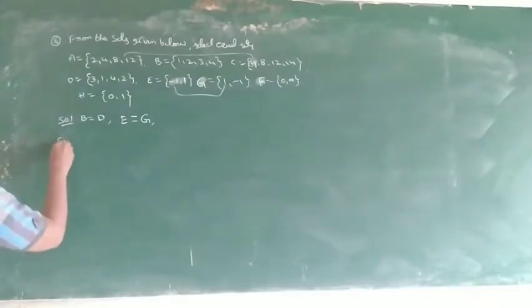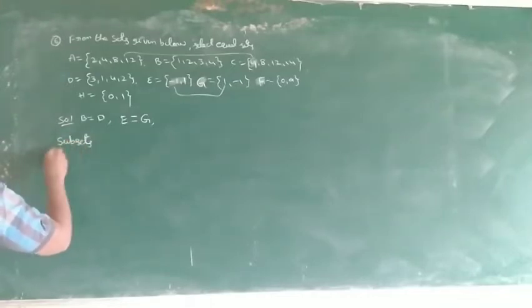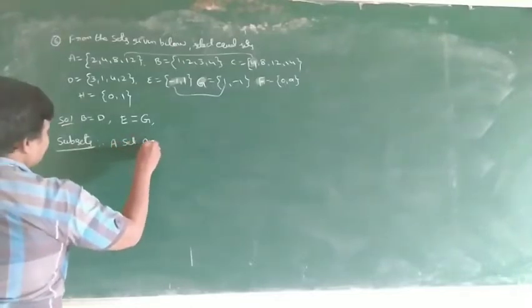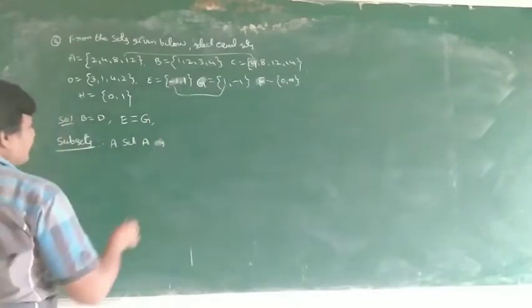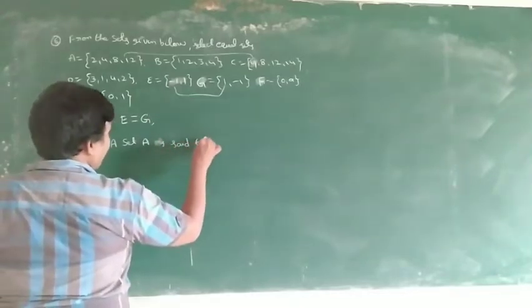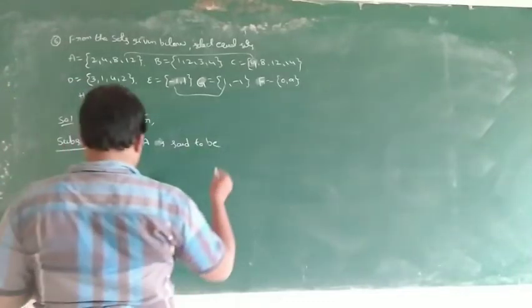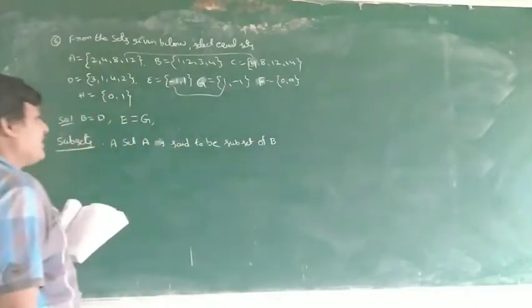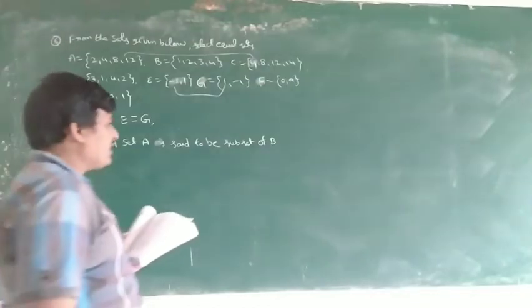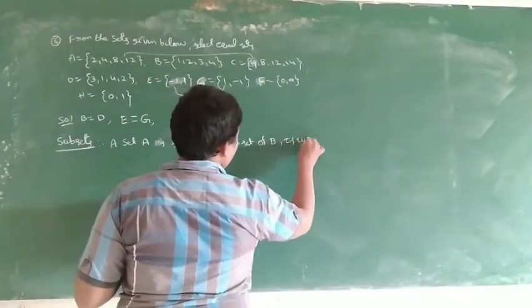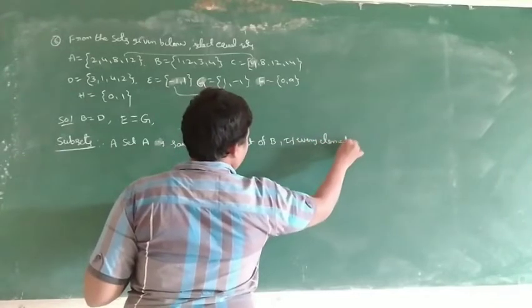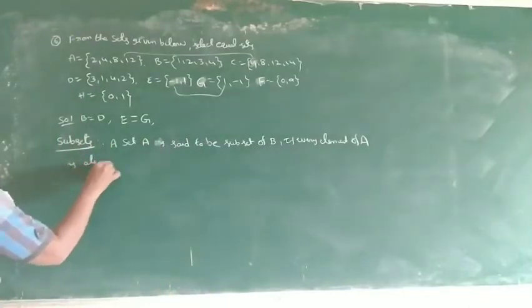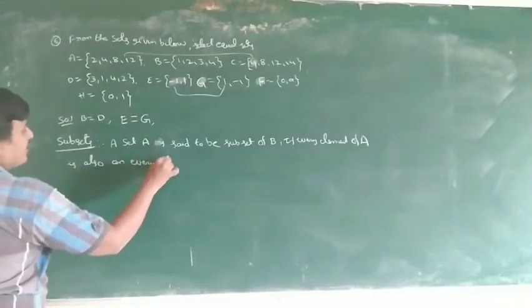Next definition: subsets. A set A is said to be a subset of B if every element of A is also an element of B.